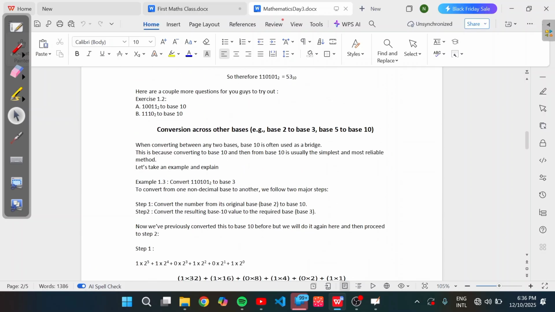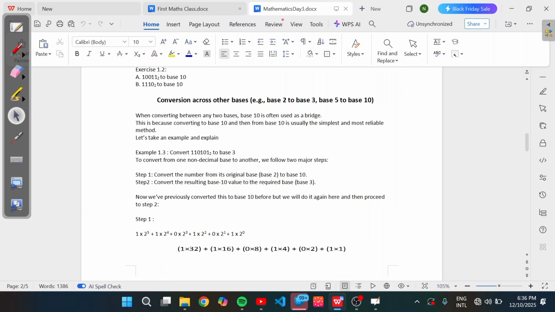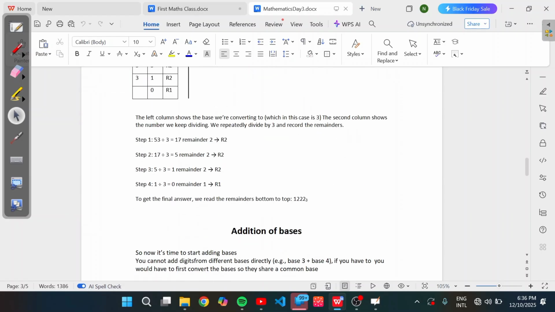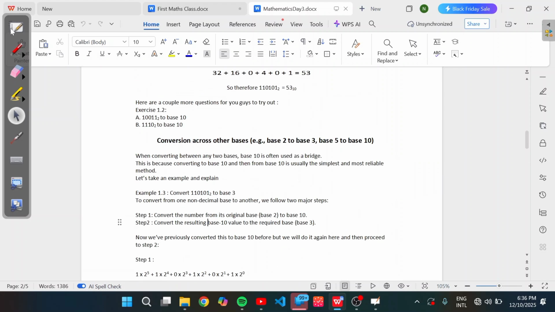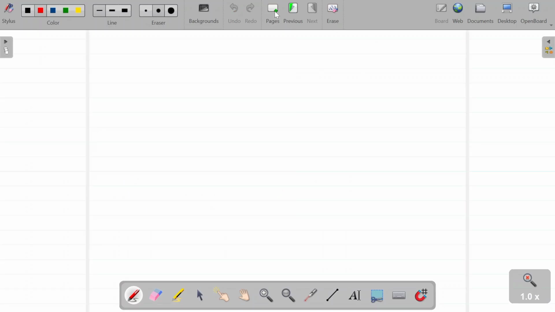Now we're moving to the next topic, which is conversion across bases. We're going to convert from base 2 to base 3, not just base 2 to base 10 or base 10 to base 2. So this is the next example we're going to treat. And from there, we'll move on to addition of bases, subtraction, multiplication, division.